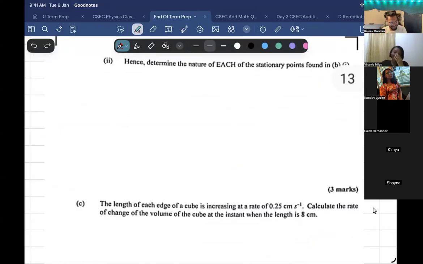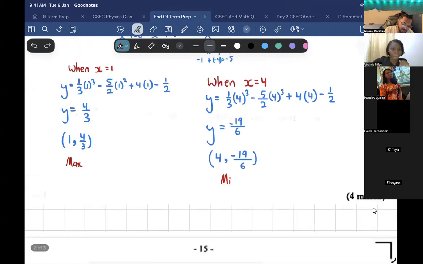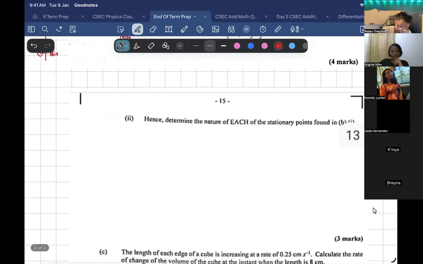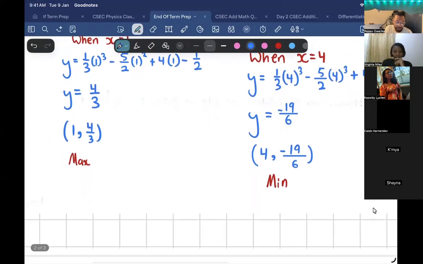I like that. Right? Part 2. Hence determine the nature of each of the stationary points found in B part 1. Cassidy, wouldn't it have been nice if you could just say minus 19 over 6 is less than 4 over 3, so it's a minimum? But they want the second derivative. But you understand how you could use this to check what your answer should be, right?